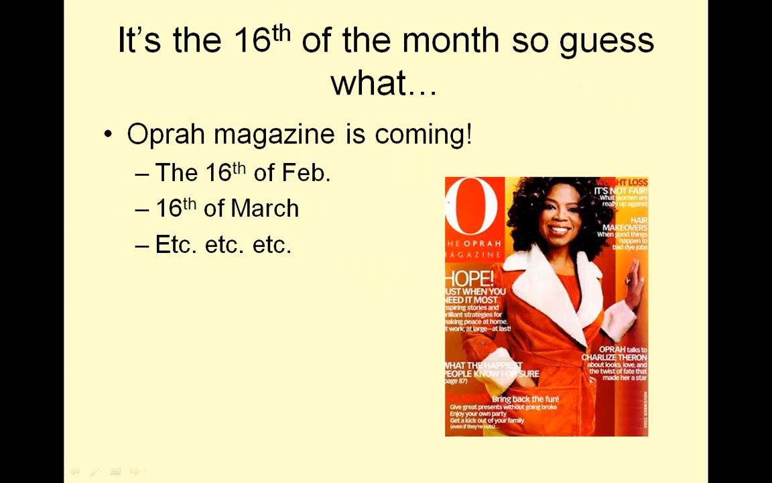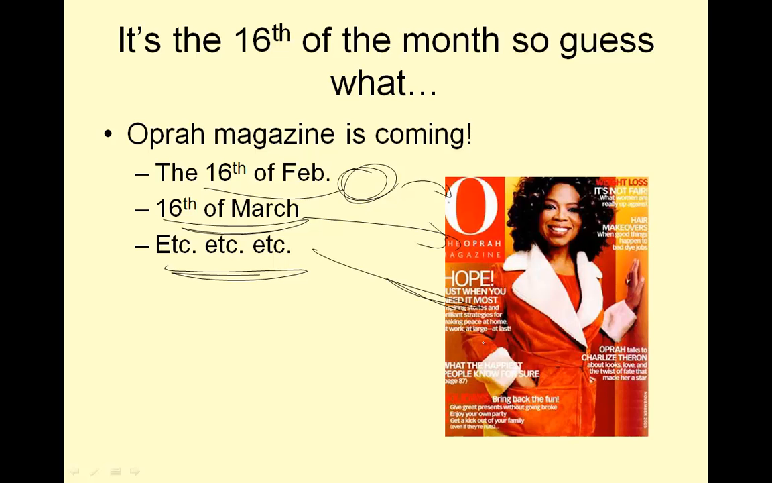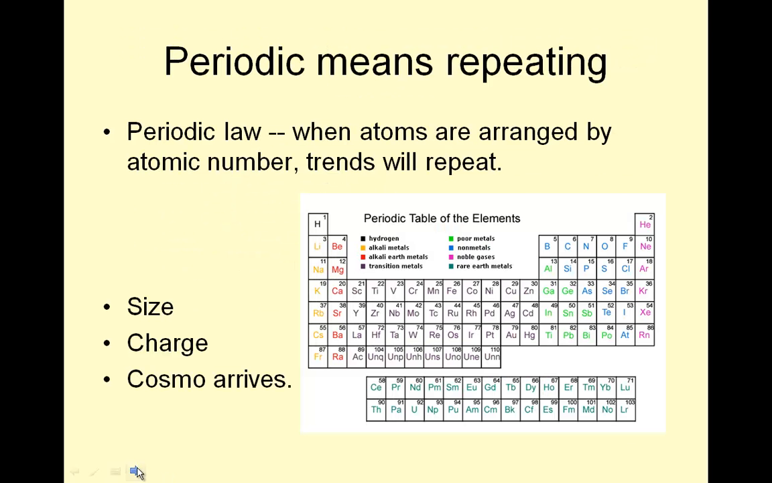It's the 16th of the month, so guess what? Oprah Magazine is coming! It's the 16th of February. Look, there's Oprah. I got my Oprah magazine. 16th of March. Look, there's Oprah. Oh, look, she's skinny. It's the 16th of April. Look, there's Oprah. Oh, she looks different. There's the 16th of May. Oh, look, she's different.